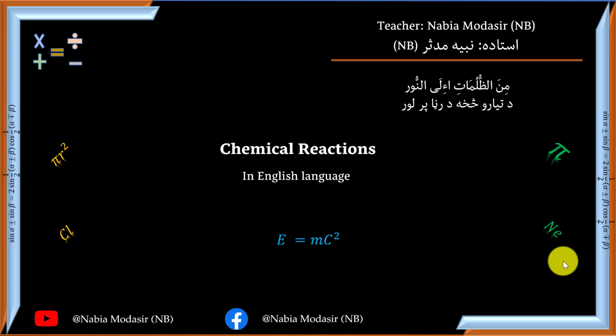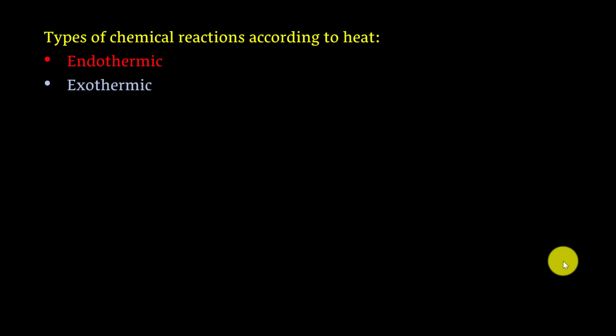In this video, we will discuss chemical reactions according to heat. If we come to the chemical reactions according to heat, we can say that we have two types of reactions according to heat. The first one absorbs heat during this reaction, and the second one emits heat during the happening of this reaction, right?